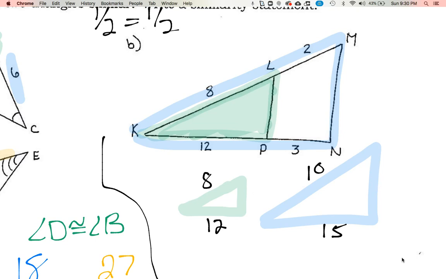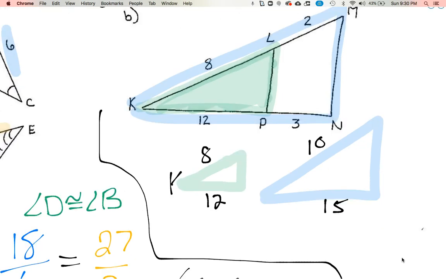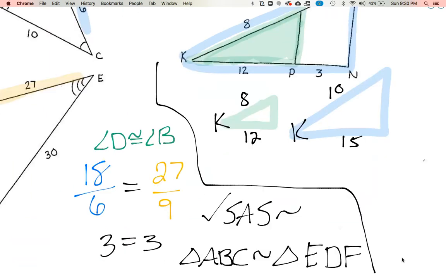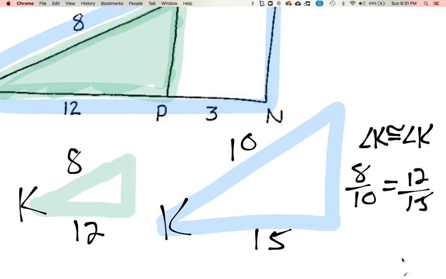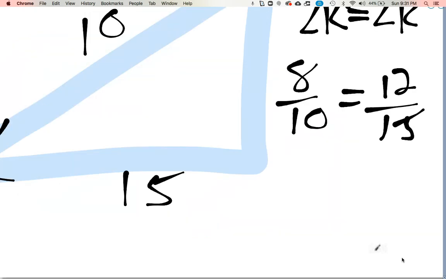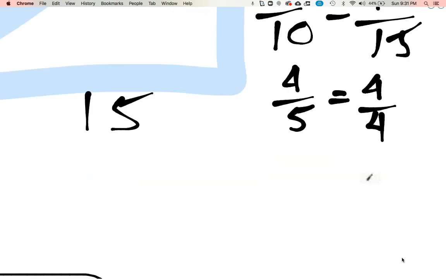And it seems like we don't know anything about angles, but this is K, and this is also K. That's actually the same angle. So we can say that angle K is congruent to angle K. And then 8 over 10 is the same as 12 over 15, which is 4/5 equals 4/5. So check side, angle, side.